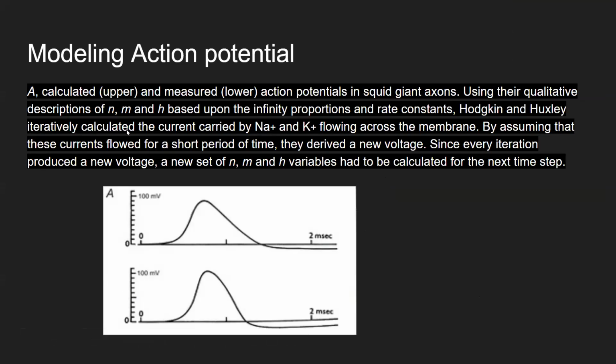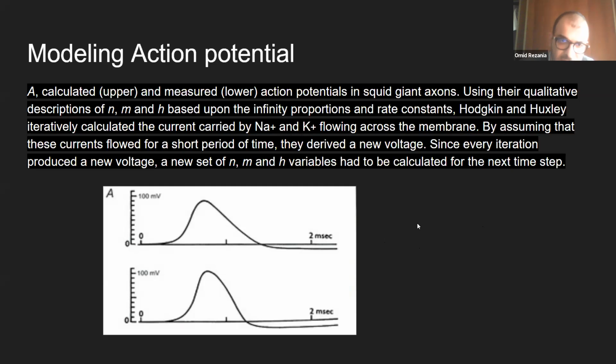iteratively calculated the current carried by sodium and potassium flowing across a membrane by assuming that these currents flowed for a short period of time. They derived a new voltage, since every iteration produced a new voltage. A new set of N, M, and H variables had to be calculated for the next time step.